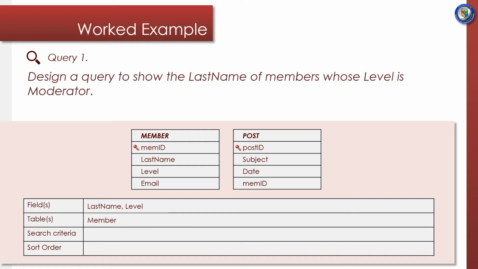It is worth noting that in some queries we will use more than one table to extract information. As discussed earlier, our search criteria would be moderator. Okay, so in this case, level equals moderator. We only want to see the last name and level of those members who are moderators.